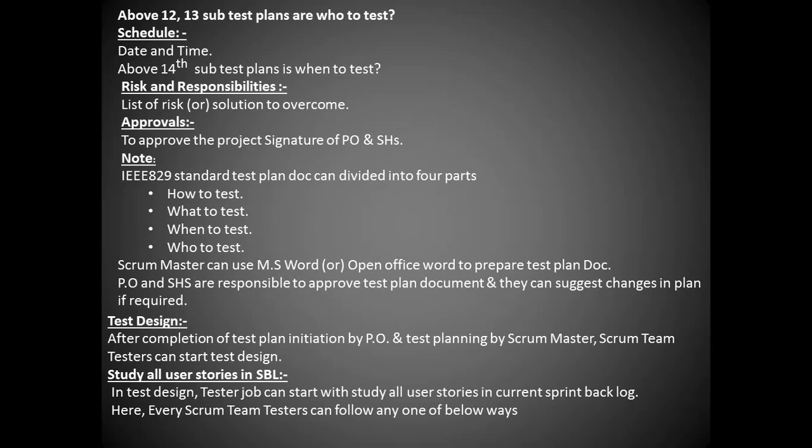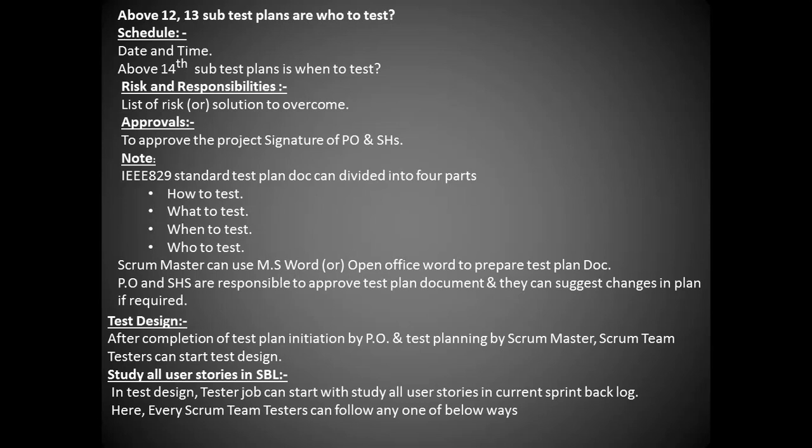IEEE 829 standards test plan documents can divide into four parts: how to test, what to test, when to test, who to test. Scrum Master can use MS Word or else OpenOffice Word to prepare the test plan document.